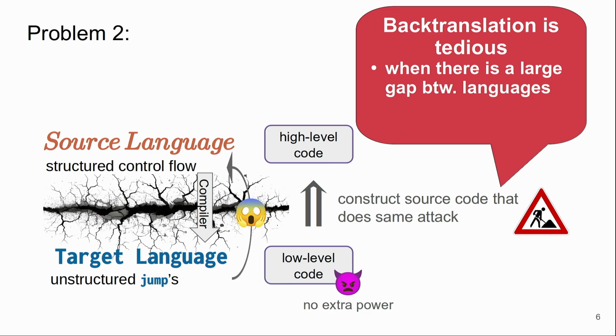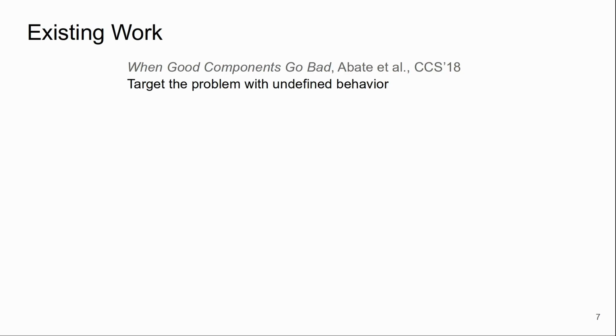Another thing that makes backtranslation more tedious is when pointers are shared with unknown code. So these are reasons why existing work only studied the problem in restricted settings. And in fact, there's a lot of existing work on verifying secure compilers. I want to highlight some work here that specifically targets the two problems I just mentioned.